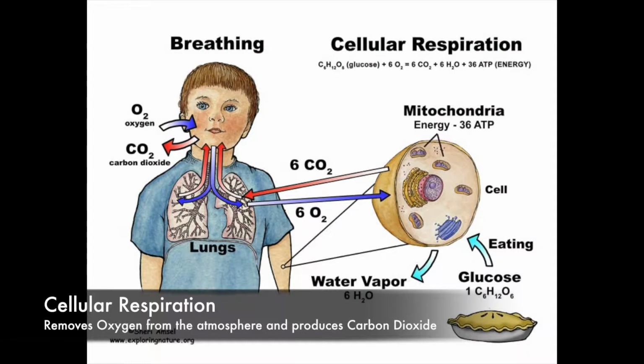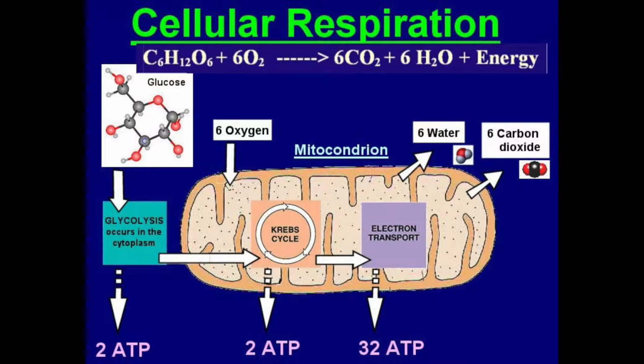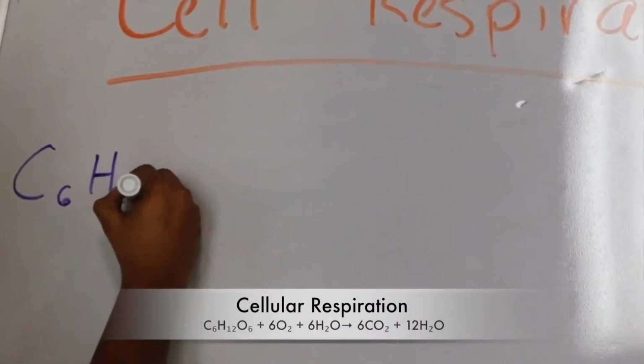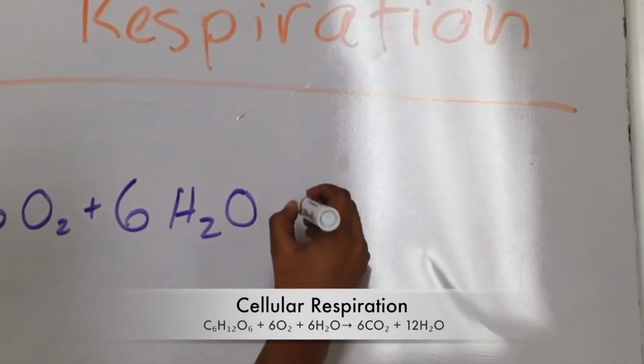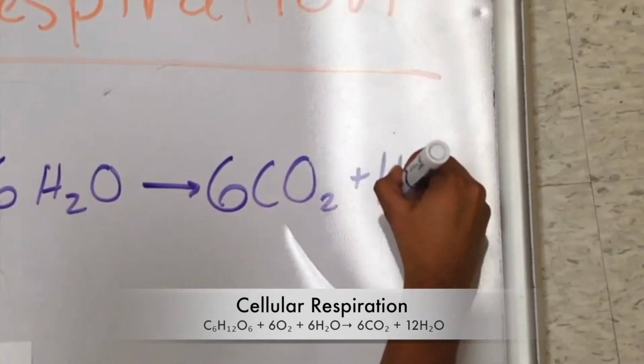The second part of the carbon cycle is called cellular respiration, and this is the part where humans come in. The oxygen that was just produced by plants is inhaled by animals. Cellular respiration removes oxygen from the atmosphere and puts CO2 back into the atmosphere, which continues through the carbon cycle. The equation for cellular respiration is glucose plus oxygen plus water, which equals carbon dioxide plus more water.